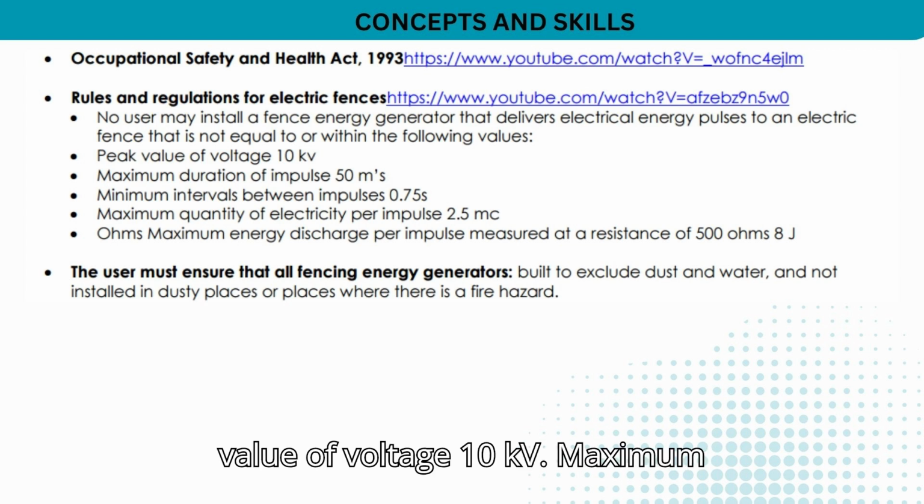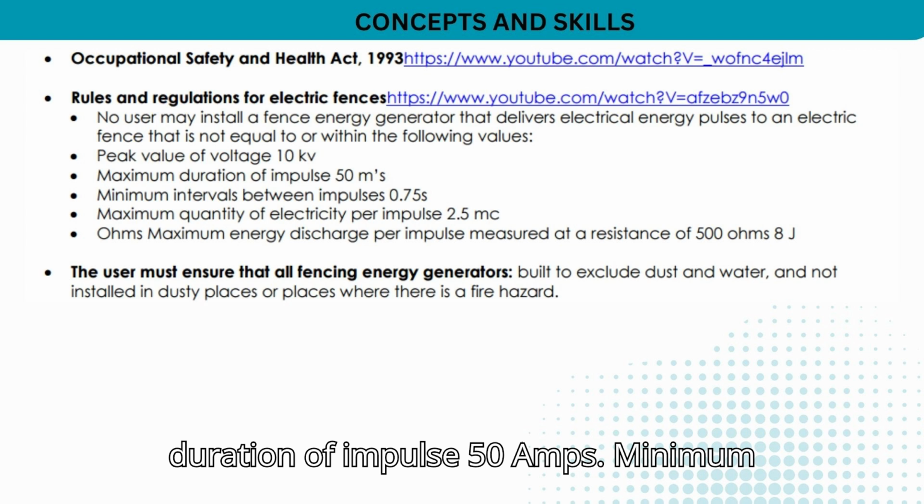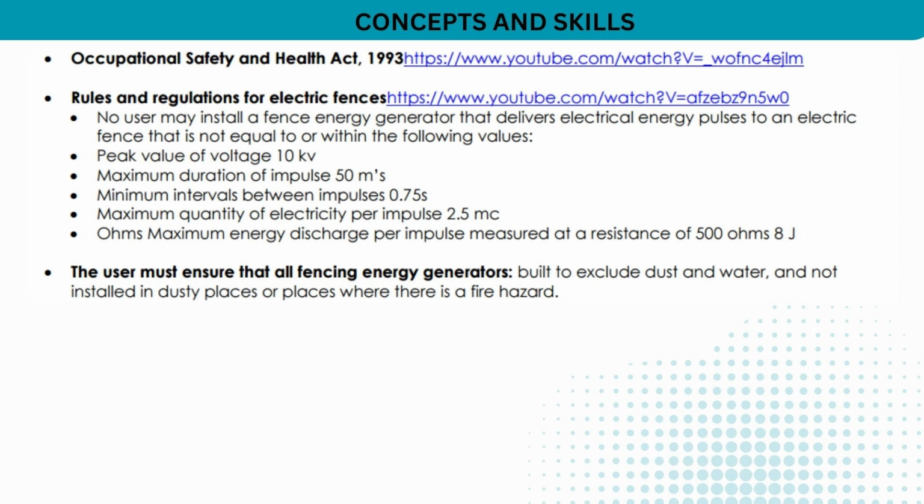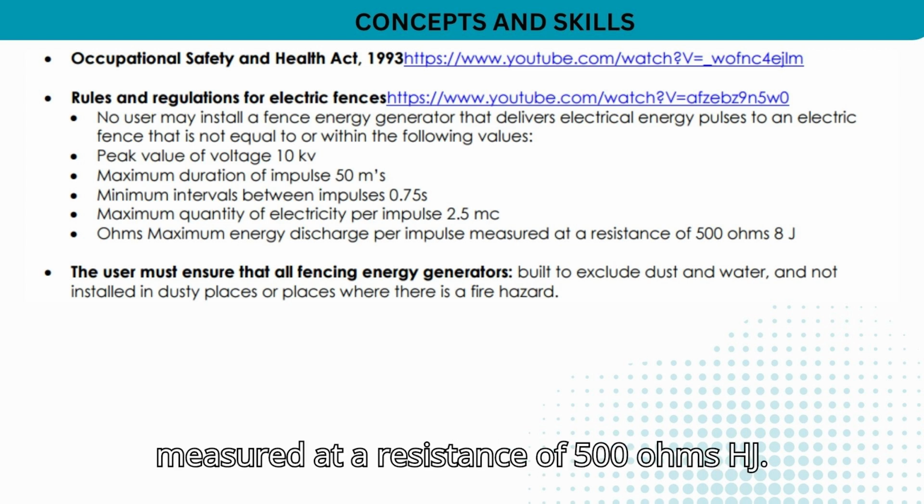Peak value of voltage: 10 kV. Maximum duration of impulse: 50 amps. Minimum interval between impulses: 0.75 s. Maximum quantity of electricity per impulse: 2.5 mC. Maximum energy discharge per impulse measured at a resistance of 500 ohms: 8 J.